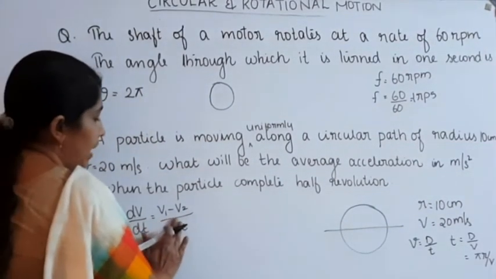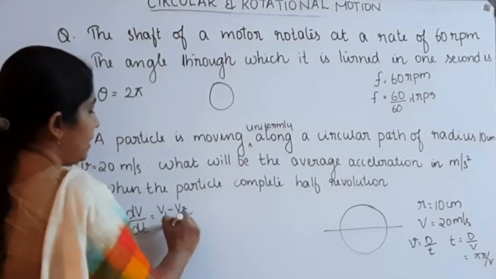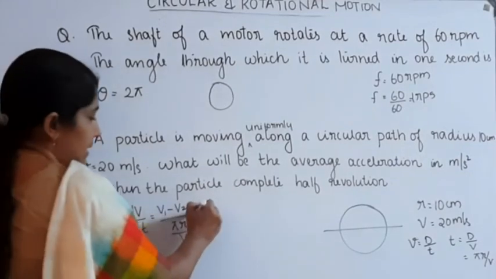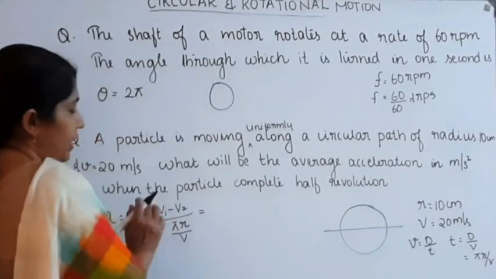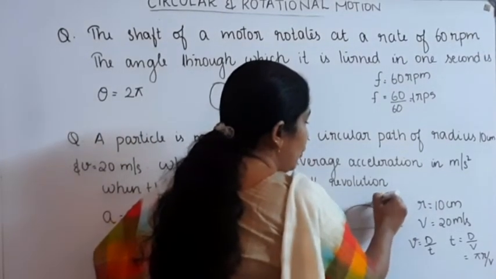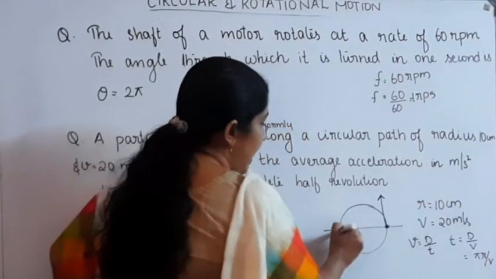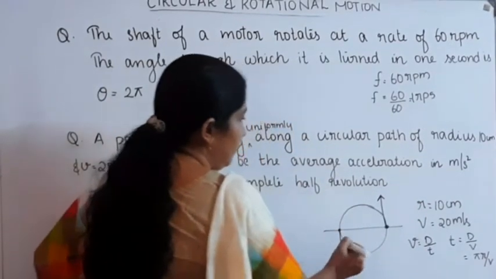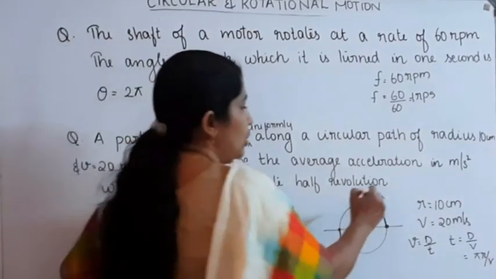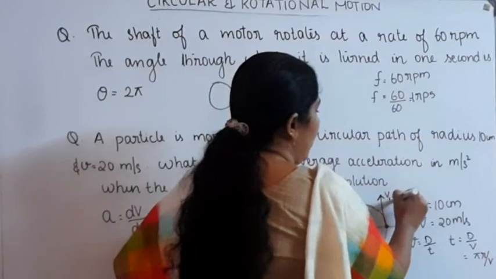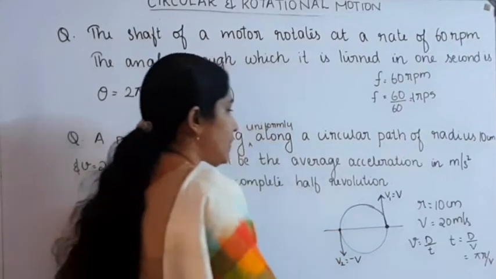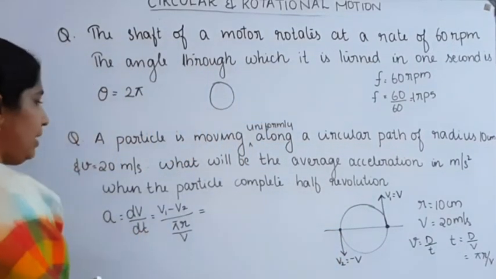We can substitute that value here. It's equal to pi r divided by v. What about v1? The body is moving in a uniform manner. Therefore the speed at this position is like this, and here the velocity is in this direction. So v1 is equal to v, and v2 is equal to minus v, the velocity in the opposite direction.